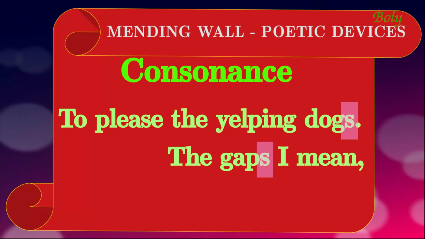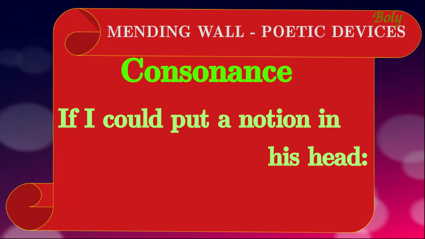Again in the second stanza we see another example for consonants, that is, "if I could put a notion in his head." Could, head. The D sound is repeated there too. These are the major examples we find in the text, and if you go through the lines you can see some more examples for consonants in the poem Mending Wall.